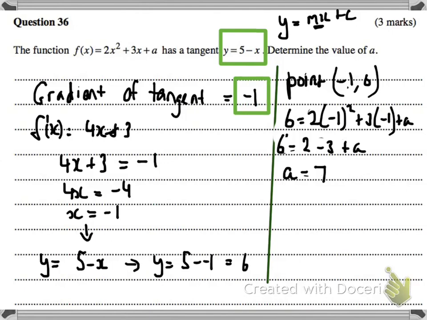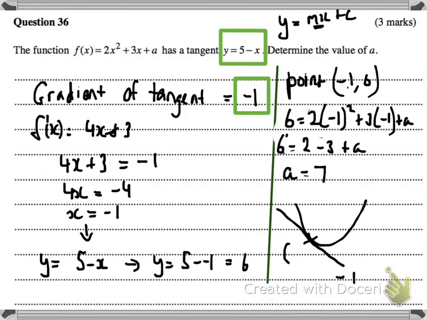From there, what we have to do is find the x-coordinate where the tangent touches the curve. Just to paint the picture here, and I probably should have done this beforehand, we've got this quadratic, 2x squared plus 3x plus a, and we've got this tangent, which is 5 minus x. It's got a negative gradient, so it's something like that. So that's the point that will be common to both the tangent and the curve. All that we know at the moment is that the gradient of that tangent is negative 1. We can now find what the x-coordinate is where the tangent touches the curve.